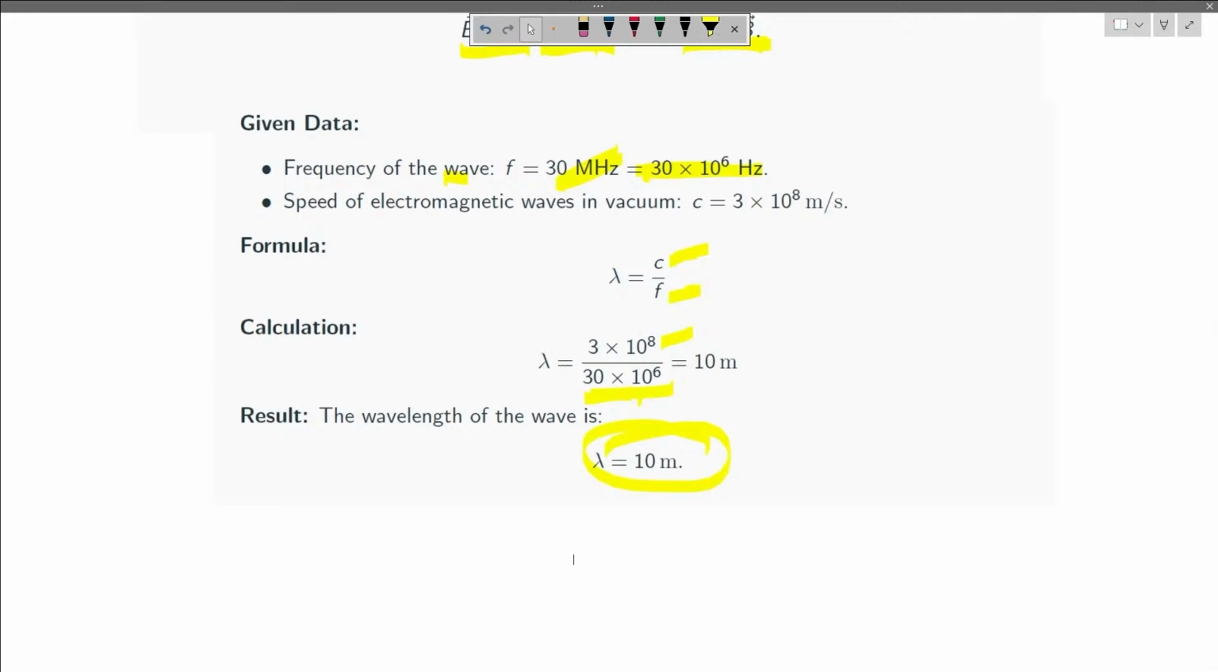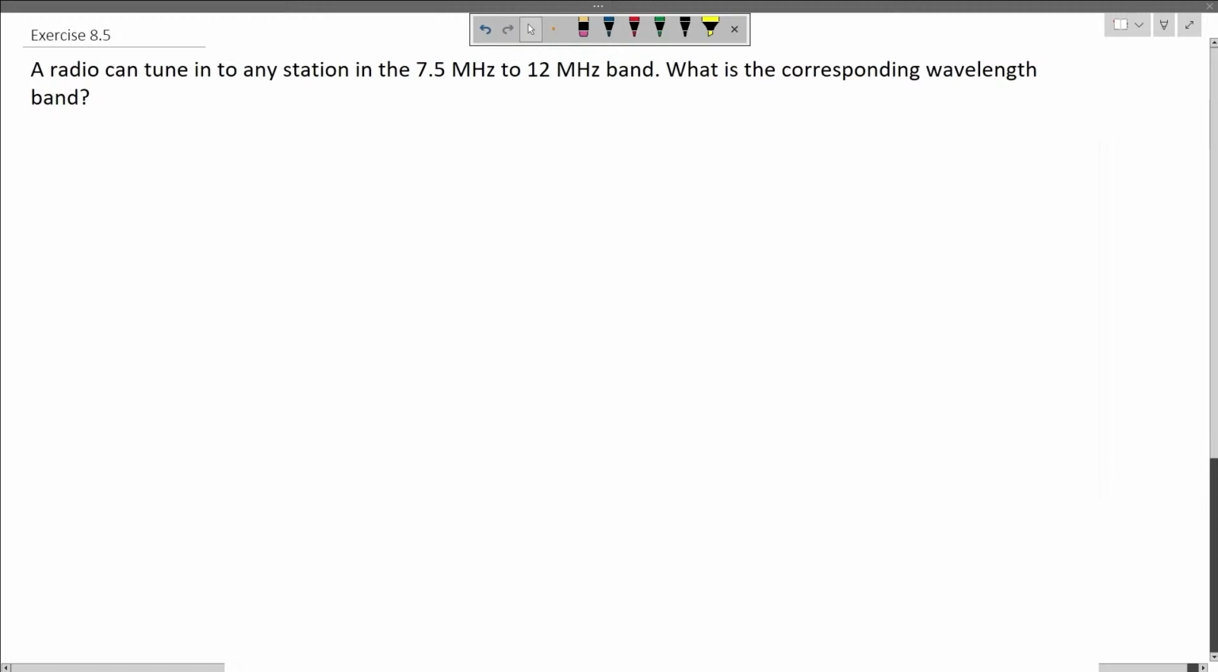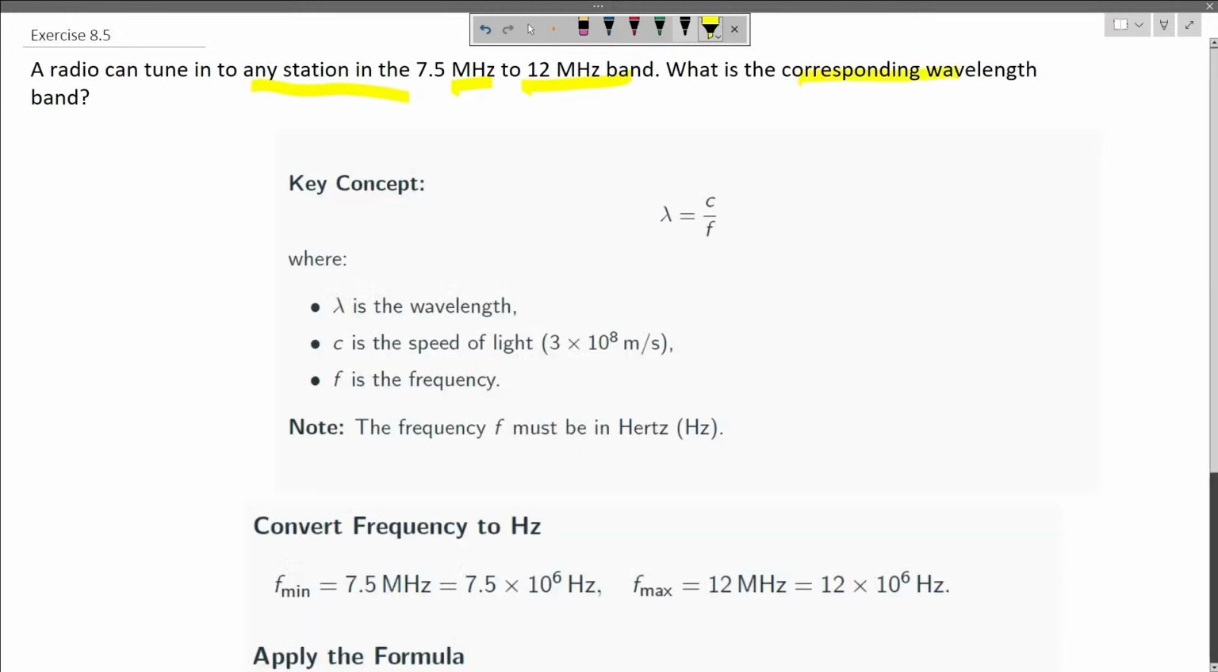The question says that a radio can tune into any station in the 7.5 megahertz to 12 megahertz band. What is the corresponding wavelength band? We know that wavelength is defined by the speed divided by frequency, and we have to find, given the range of frequency, what the range of wavelength is. Wavelength band means the range of wavelength. So here lambda can be calculated by dividing the speed by frequency.